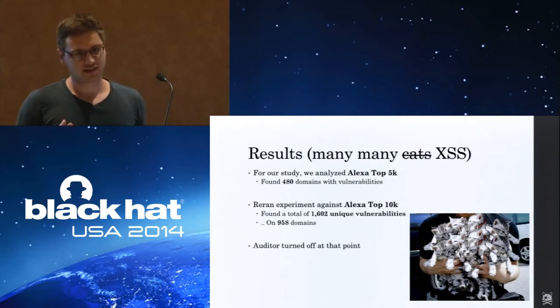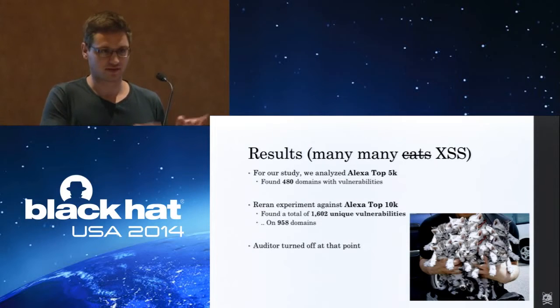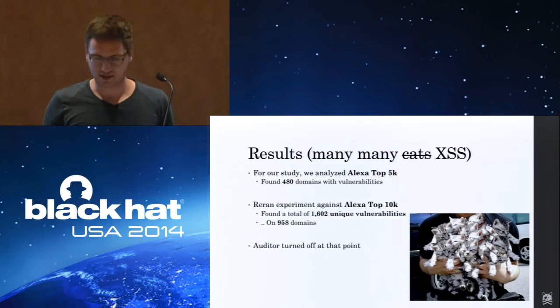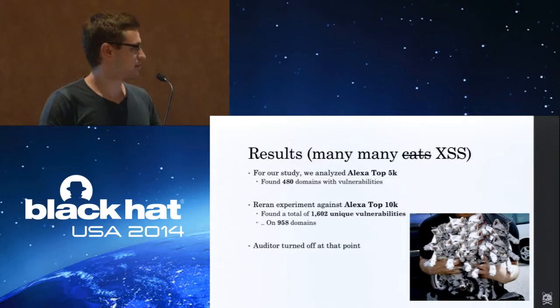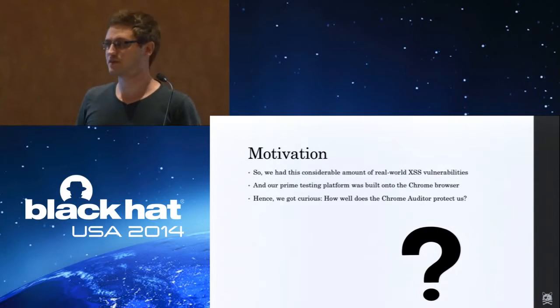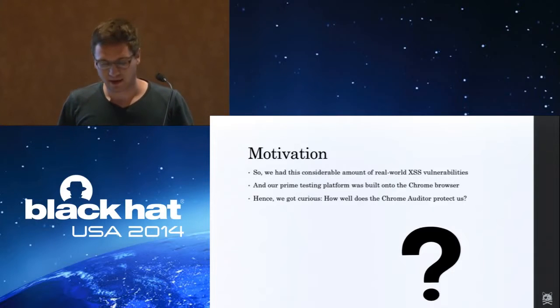In order to validate that this is actually a vulnerability, we said, regardless of the fact that the auditor might block such an exploit, it's still a vulnerability in the client side code. Just the fact that the auditor blocks it doesn't mean that it's not a vulnerability. So these numbers are coming from the auditor being turned off. At this point, this was the beginning of this year. We had this large set of real-world XSS vulnerabilities, and our testing platform was built into Chromium.